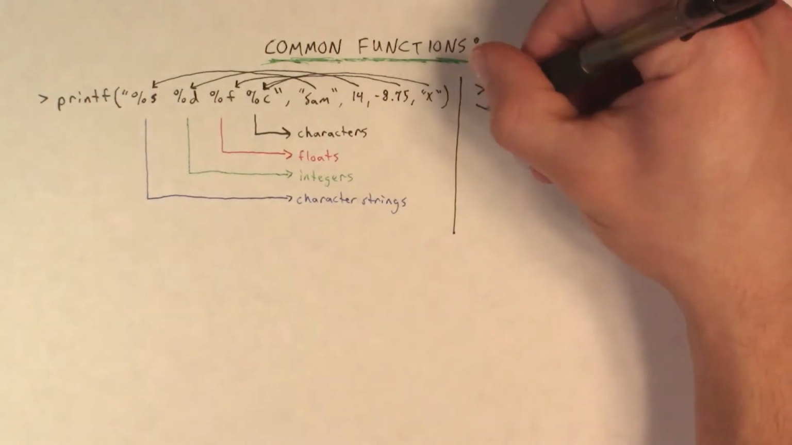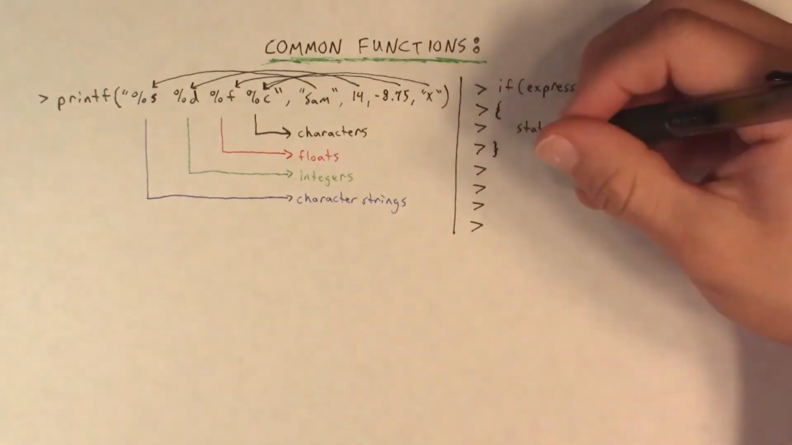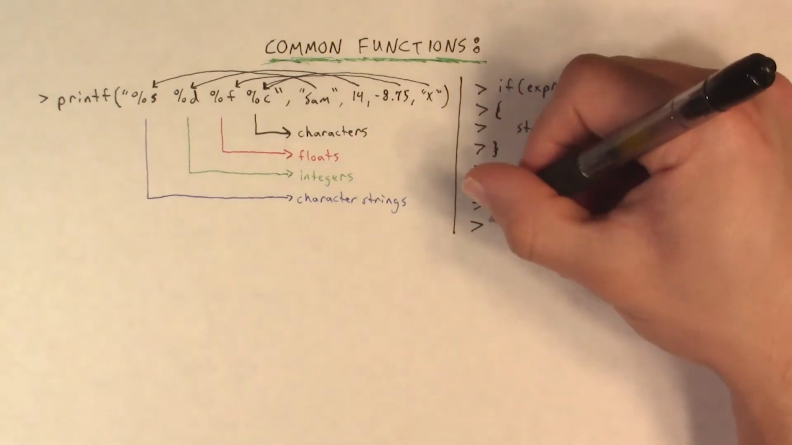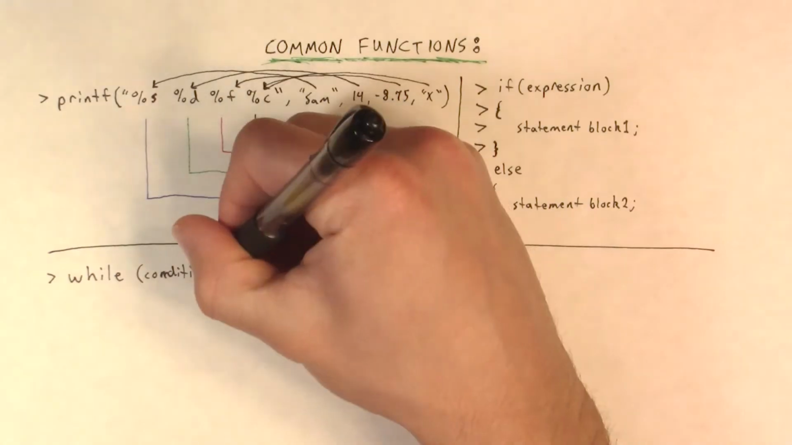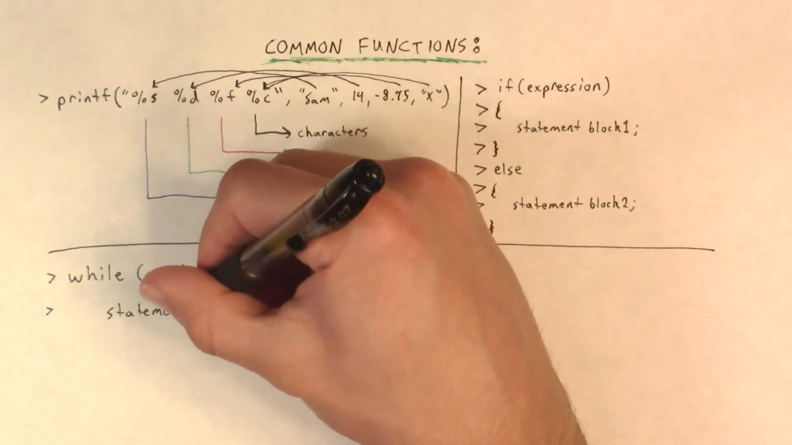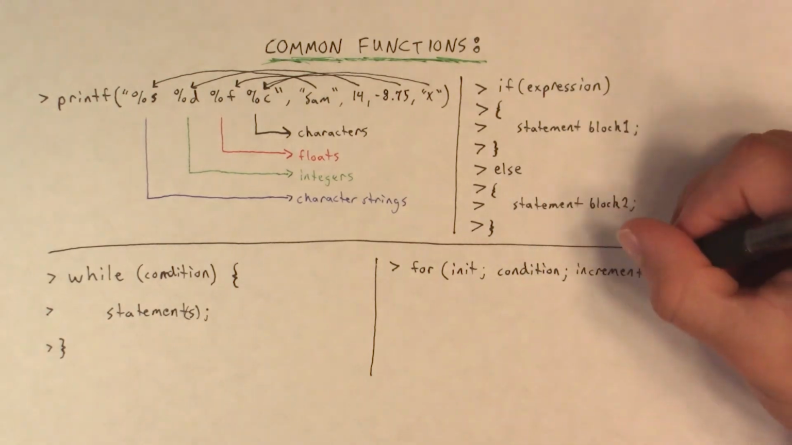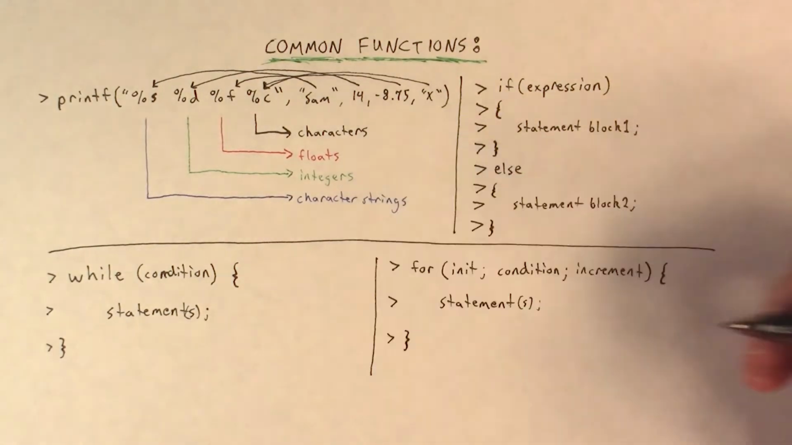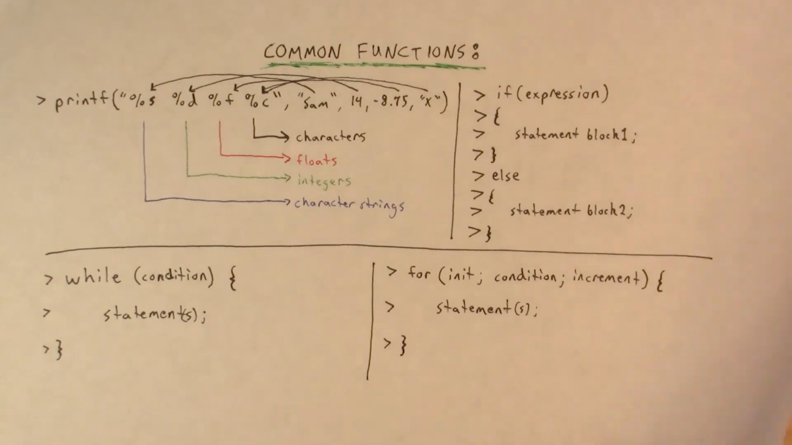Next is a basic if-else statement. If the expression returns true, then the statement block 1 will be executed. Otherwise, statement block 2 will be executed instead. Next is a while loop. The statements inside of the brackets of this loop will be continuously performed unless the condition is met. Last is a for loop. This is a loop that will be executed a set number of times based on what you specify in the init, condition, and increment. This was an extremely basic crash course of C, and I hope you choose to pursue learning the language further. Thank you.